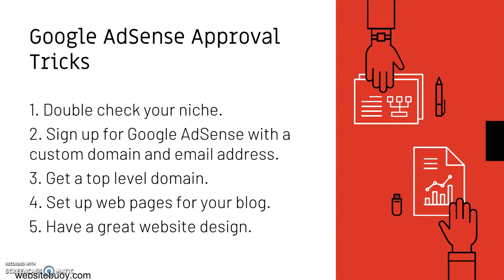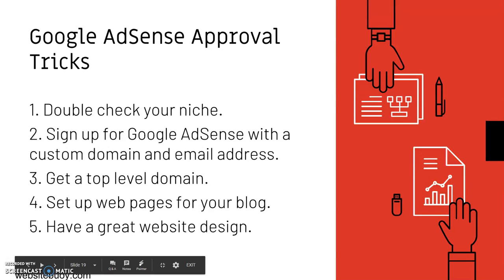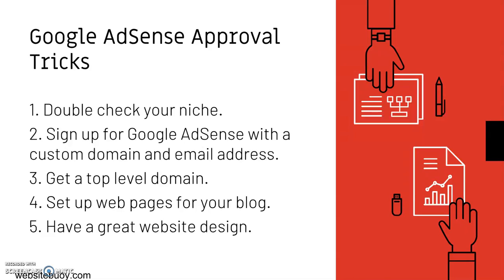Then you want to sign up. You want to make sure that you sign up for Google AdSense with a custom domain and email address. When you sign up, make sure to have both because they can increase your chance for getting approval. Make sure, too, that you use a top-level domain. If you don't want to pay for a custom domain, you can set up a blog under a top-level domain, such as Blogspot.